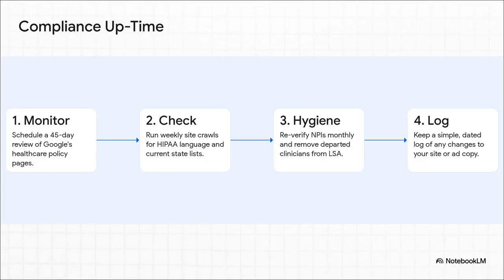And the way to do this is to think about compliance just like you think about website uptime. You need a simple, repeatable cycle, a little maintenance routine. So maybe every 45 days, you just scan Google's healthcare policy pages. Every week, you run a quick check on your site to make sure your HIPAA language is still there. Every month, you do a little hygiene on your provider NPIs, especially for LSA. And you just keep a simple log of any changes you make. See? It's not about putting out fires, it's about steady, proactive work.